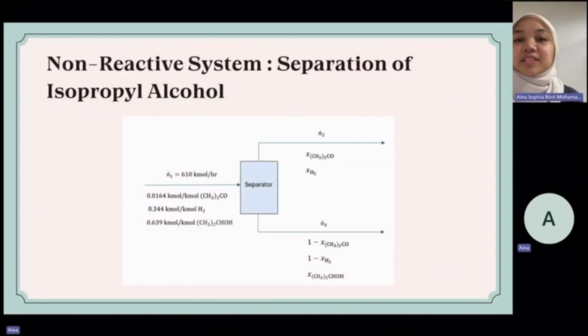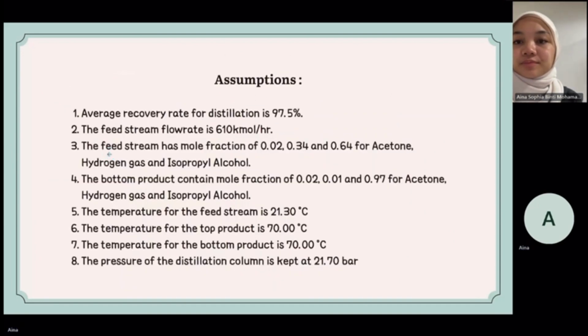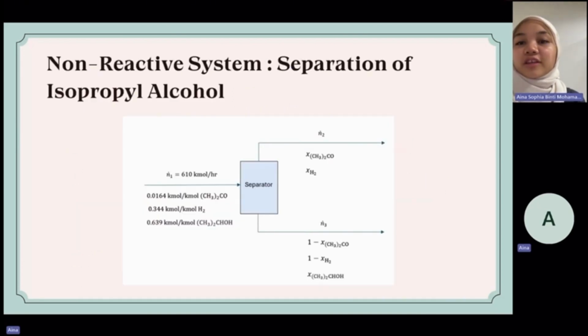Next, we'll be calculating mass balance for non-reactive system, which is the separation of isopropyl alcohol. So assumptions made are as given. By applying the calculation of total flow rate in equals total flow rate out, we can obtain the molar flow rate in the top and bottom stream.